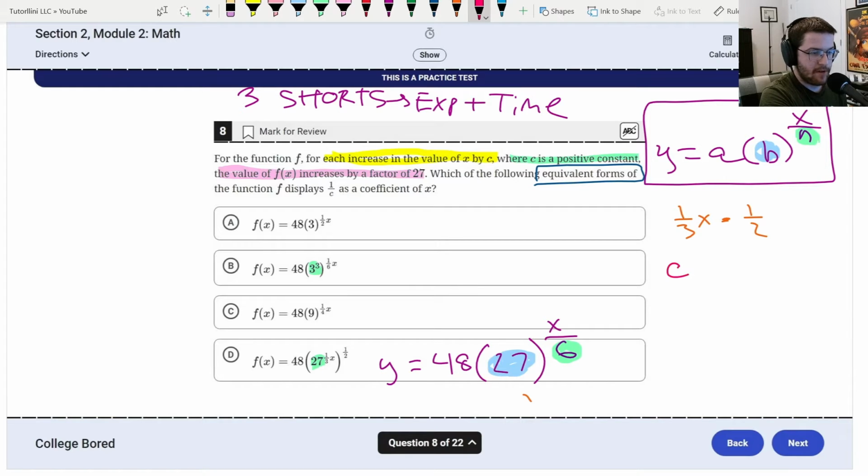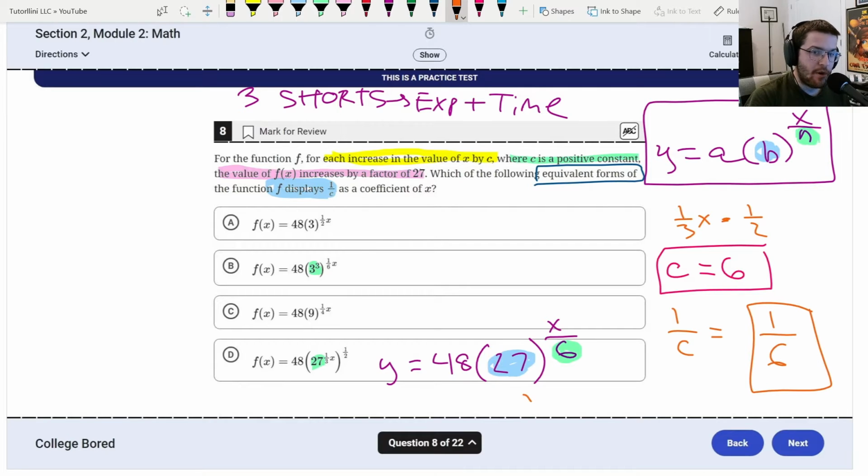So we just learned something very important. C is equal to 6. That's just what the question named the interval. When I teach, I call it N. Okay, so it wants us to see which equation has 1 over C on display. Well, 1 over C is 1 over 6. So now we're just looking at all of these answer choices to see which one has a 1/6 in it. And sure enough, the only one that has a 1/6 on display is answer choice B. And that is our answer.